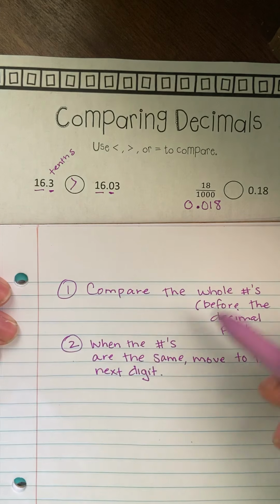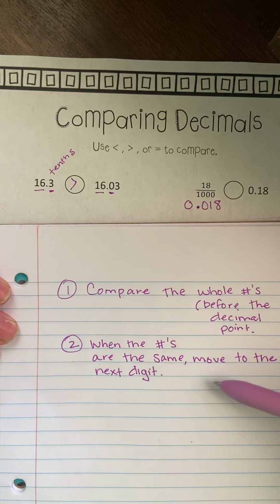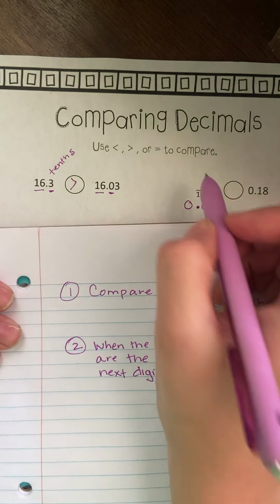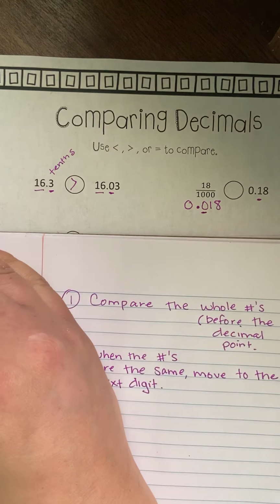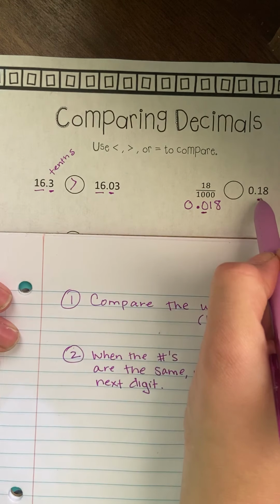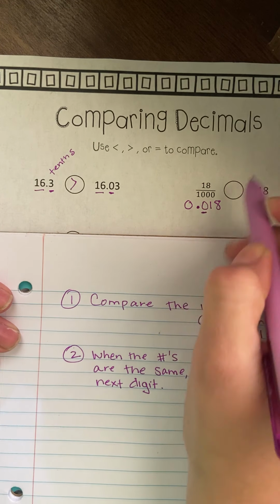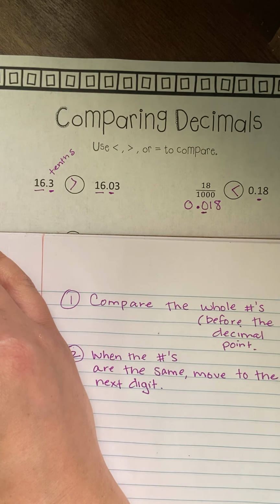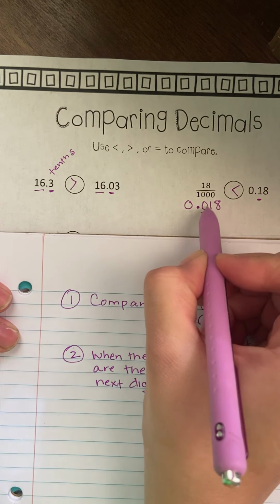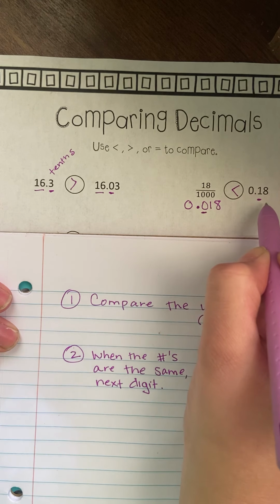Okay, and if I follow these steps again, I'm going to compare the whole numbers. In this case, we don't have any whole numbers, right? We have a 0 here, and we know that there's a 0 here. So now we're going to move to the next digit. Okay, so we're going to look at the tenths place, 1 place after the decimal. And you will see that 1 is greater than 0. So this number is greater than, okay, or 18 thousandths is less than 18 hundredths.